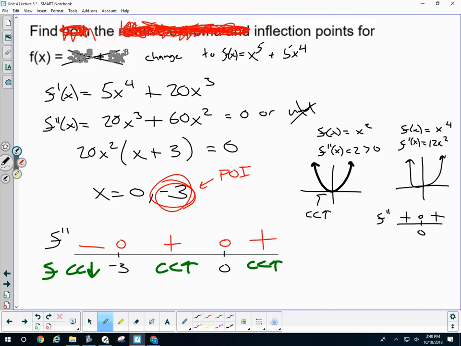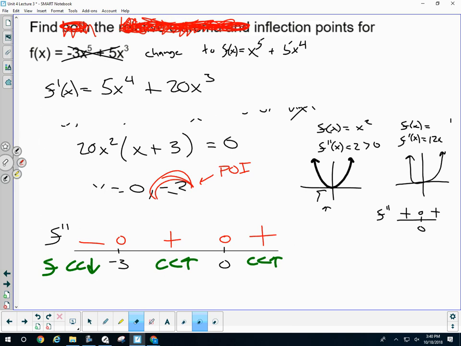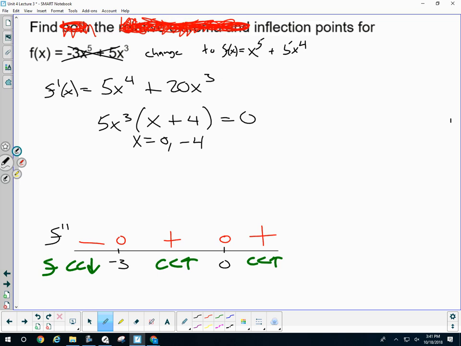Let's go back to the second example. Let's look at maxes and mins for the second example. I don't know, you don't have any space, but whatever, just follow me. Follow me to freedom. We have 5x cubed times x plus 4. We get x equals 0 and negative 4. One of these, I know right now whether it's a max or a min. Discuss with your neighbors. Which one do we know is a max or min without doing any sign analysis of f prime?